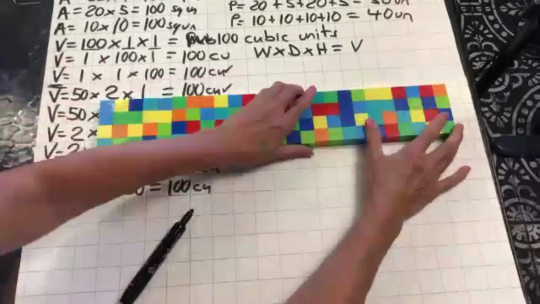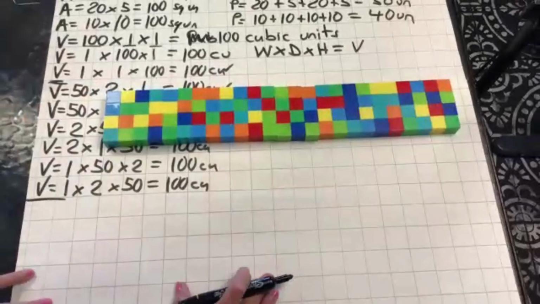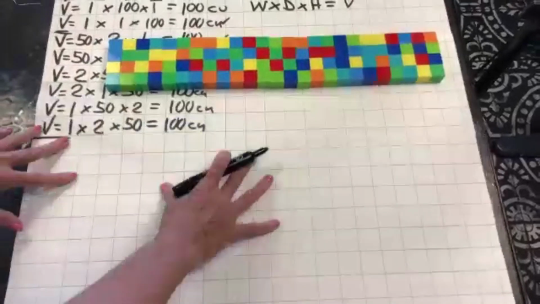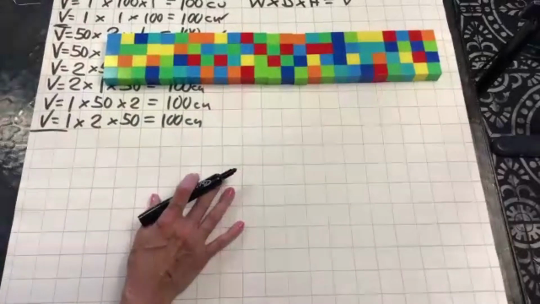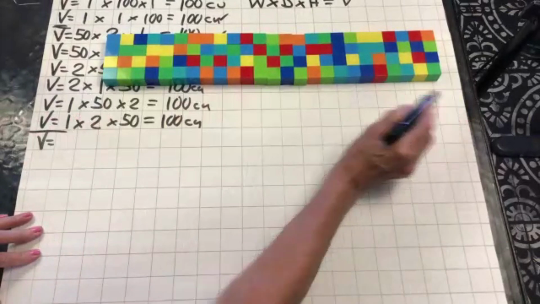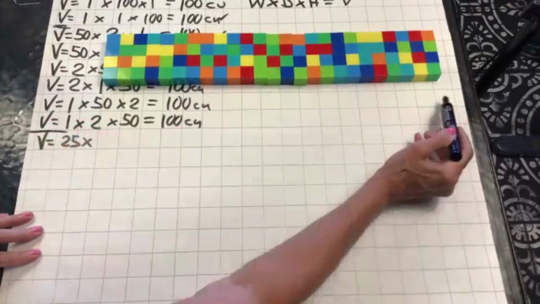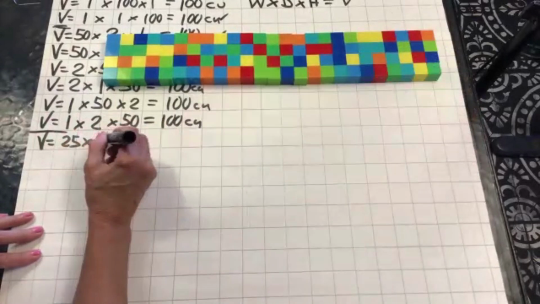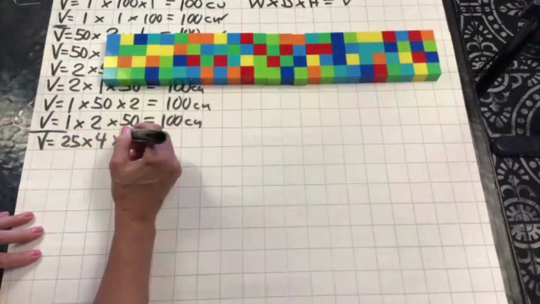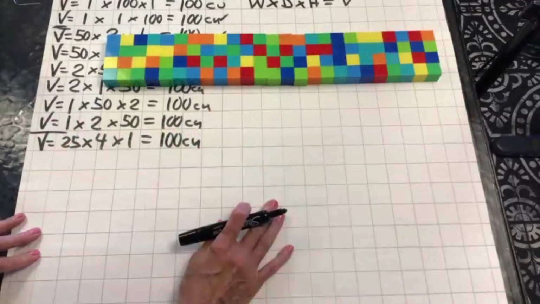All right, so there we have the next category. Let me make sure I don't take it off the screen, but I get enough paper underneath it. Okay, so here we are. Volume. We're going to do 25 across by 4 deep by 1 tall, and that equals 100 cubic units.